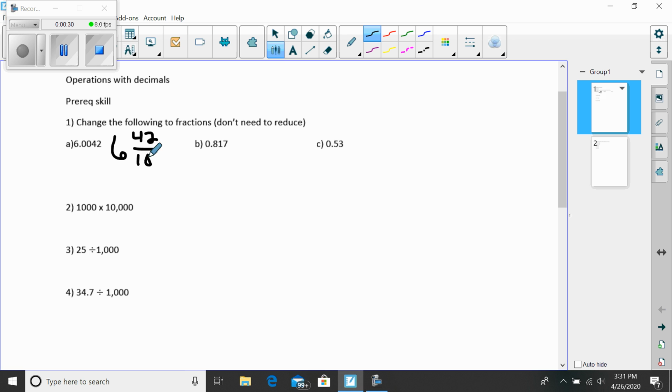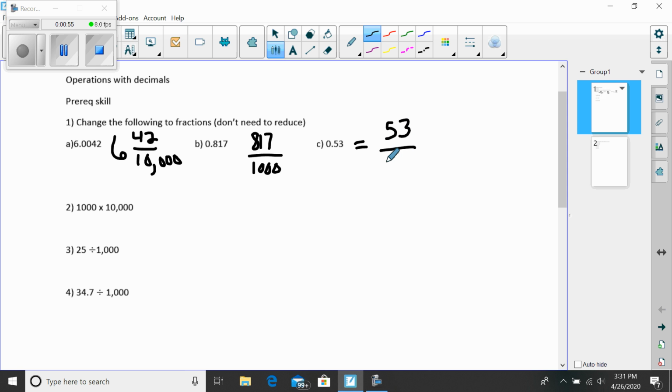So from basic skills, you would remember that to change decimals into fractions, you just read the decimal. All right, so that would be 42 10,000ths. All right, this would be 817 thousandths, and that would be 53 hundredths.